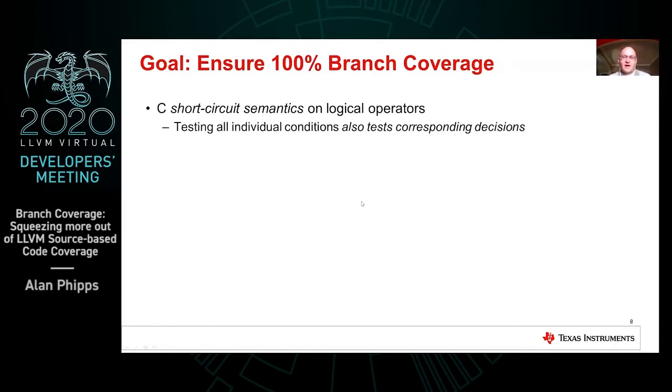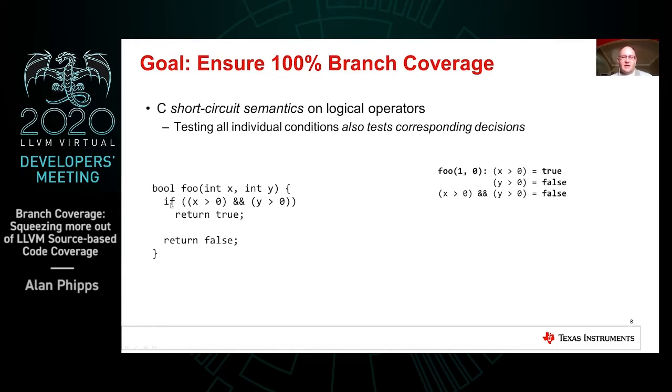So the ultimate goal behind all this is to allow you to ensure that you have 100% branch coverage. In other words, you want to make sure that all paths through the control flow of your function are being covered by a test. The C short circuit semantic behavior on logical operators makes this a little easier. In testing each condition, you will also test each if statement's decision. So for example, given our example here, we've got our if statement and the decision based on x greater than 0 and y greater than 0.